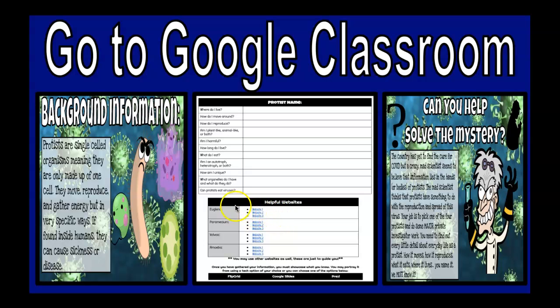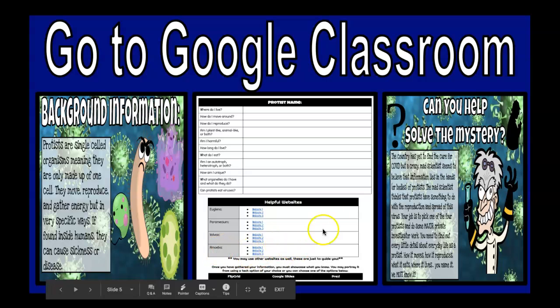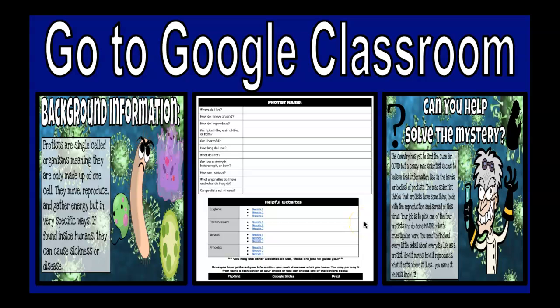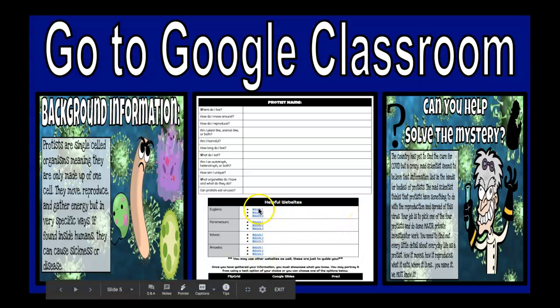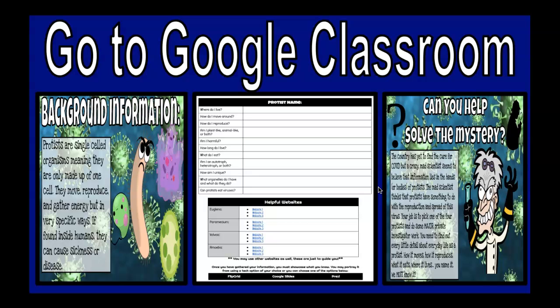Depending on which PROTUS you choose, I have linked websites for you, 3 for each one, that'll give a lot of this information for you. So hopefully you don't have to be doing too much Googling because these websites have the majority of the answers you're looking for. Okay, you can use other websites if you want, but these websites are here just to guide you in your research. So once you've gathered all your information, to showcase what you know, you have to use a tech option. So you're either going to make a Flipgrid, a Google Slides presentation, or a Prezi with the information that you gather for your PROTUS.